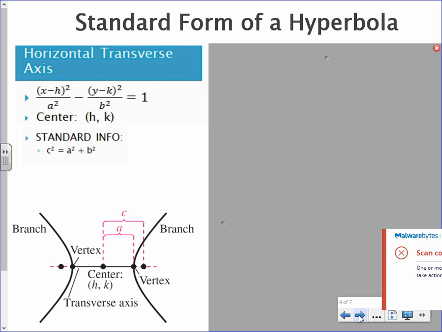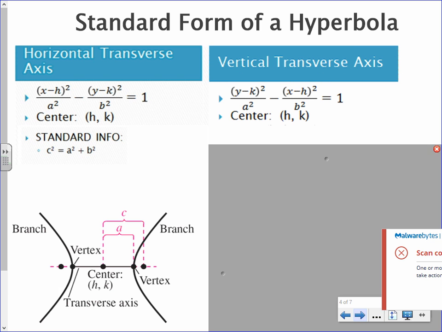Does anybody want to make a prediction about the difference in the formula for horizontal versus vertical? Y minus x. Eli says y minus x. Sound reasonable? That's exactly right. But please notice that a squared remains with the positive variable. Notice how the y minus k is squared, so it's positive, so we write it first. A squared's underneath of it because A is always telling us the vertices. Okay.